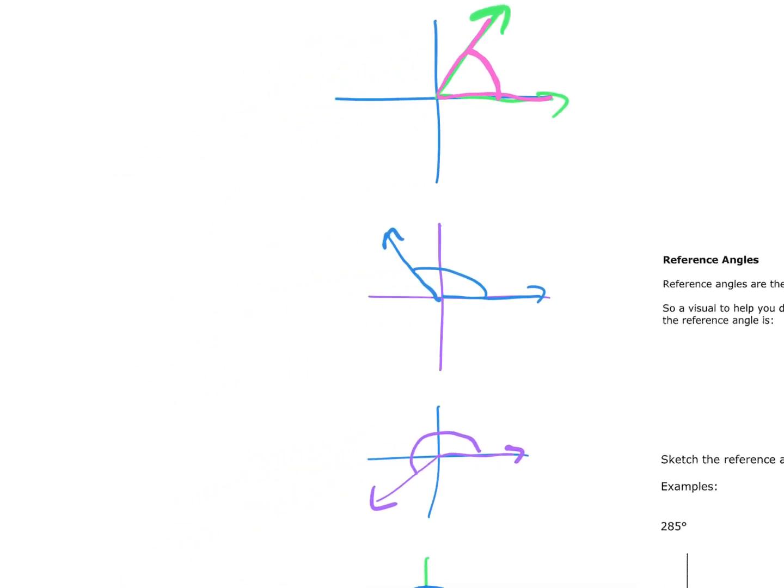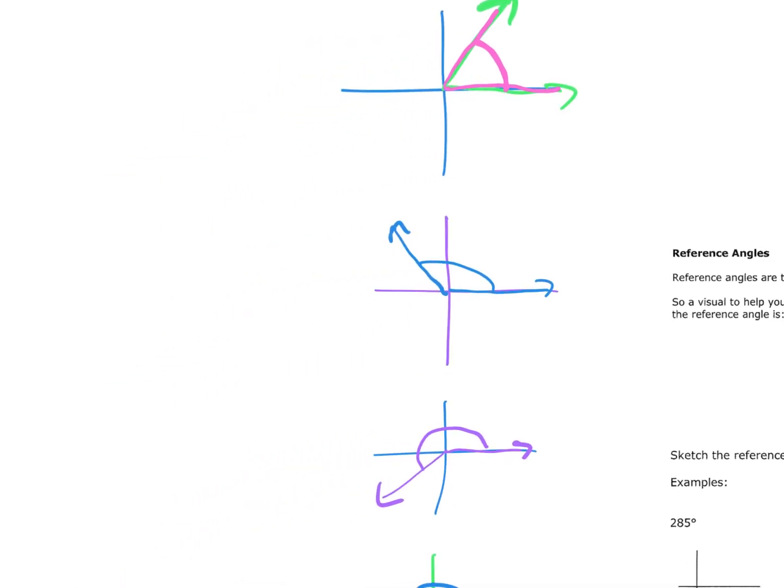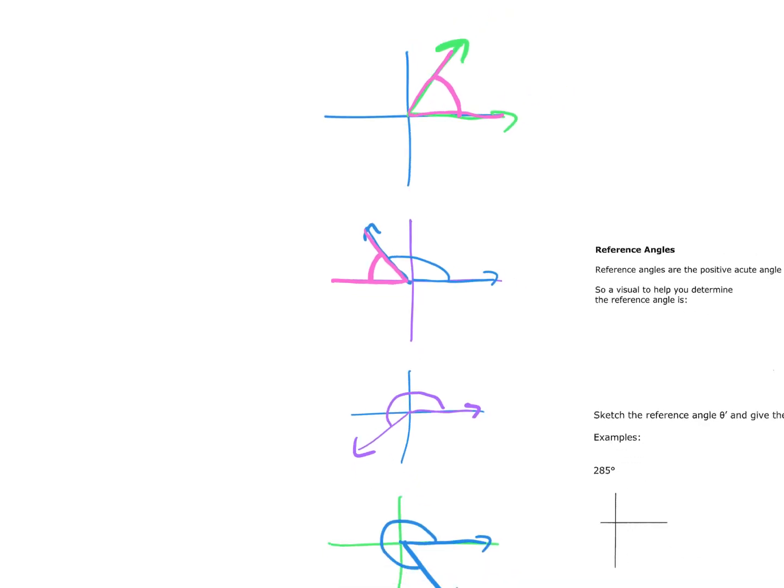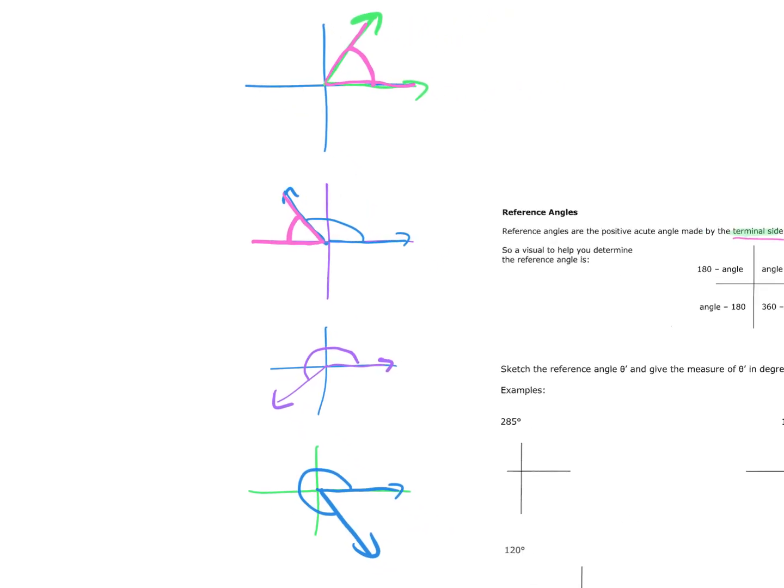In quadrant 2, if we have an angle that rotates and ends in quadrant 2, here's where their reference angle is. Our reference angle is this angle right here. So one way of thinking about it is you're trying to consider how much more I would have to rotate in order to get to 180 degrees. That's the reference angle, okay?